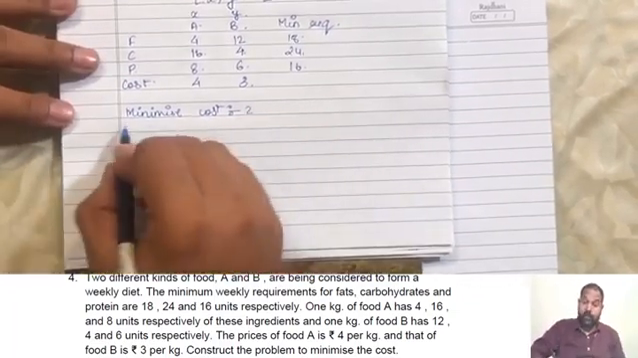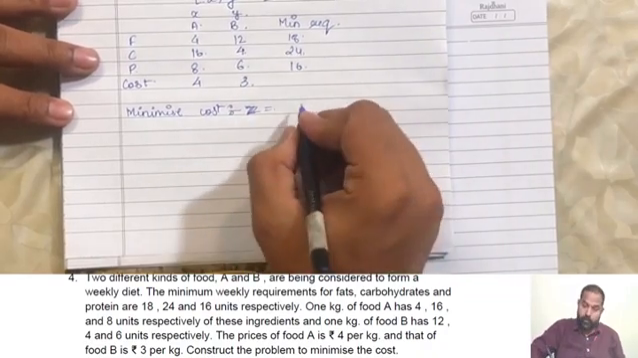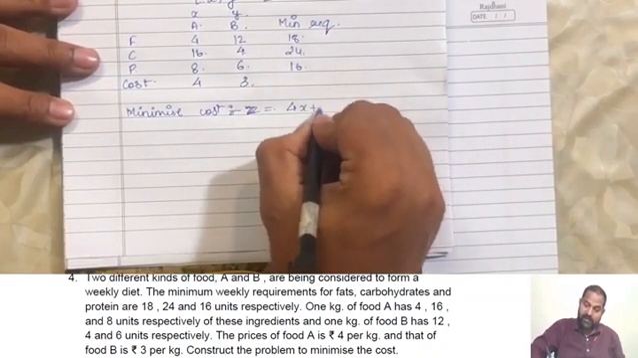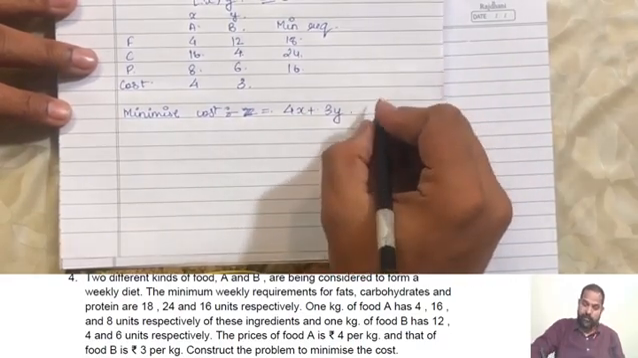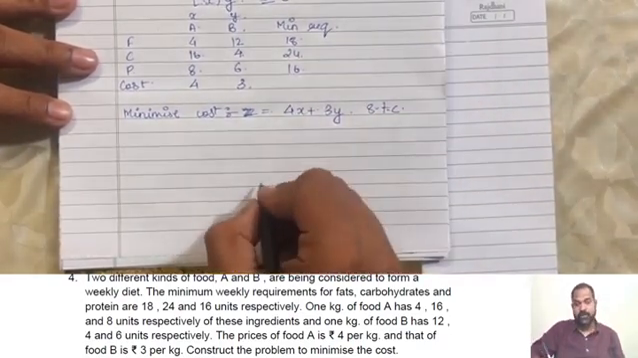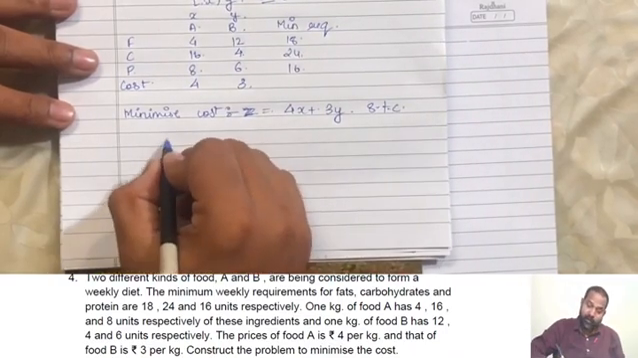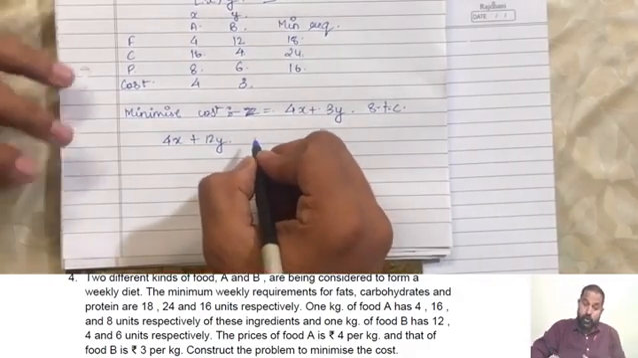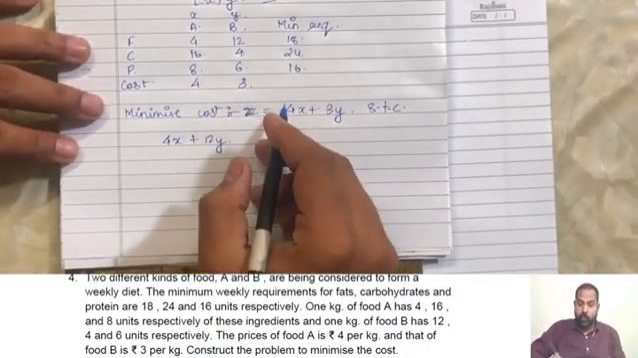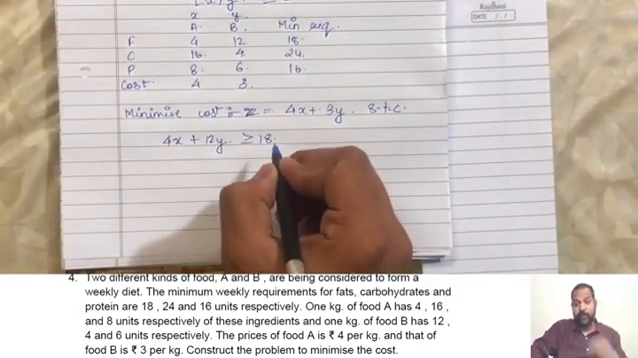Minimize cost Z equal to 4x plus 3y. This minimization with 4x and 3y is subject to constraints. What is the constraint? The fat requirement, which is 4x plus 12y, should be a minimum of 18, which means this total can be greater than or equal to 18, can never be less than 18.